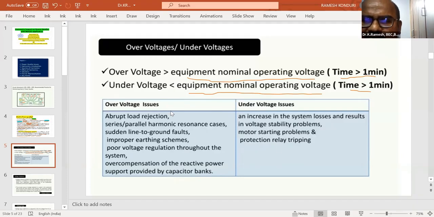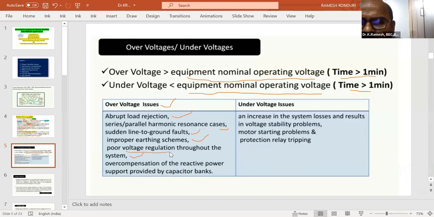Naturally, the over voltage issues include abrupt load rejection, series and parallel harmonic resonance cases, and sudden line to ground faults. These are the over voltage issues where we have to concentrate. Then improper earthing schemes and poor voltage regulation throughout the system. Voltage regulation for any given system should be as low as possible.